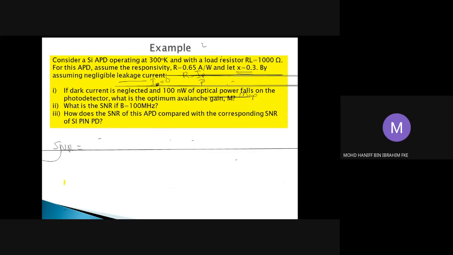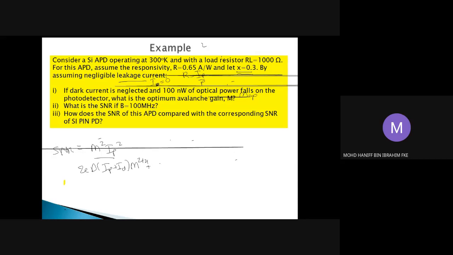The SNR shall be equal to M squared IP squared divided by 2EB times IP plus ID, multiplied by M to the power of 2 plus X, plus 4KTB over RL multiplied by Fn. So this is the equation from the slide that we have learned just now.